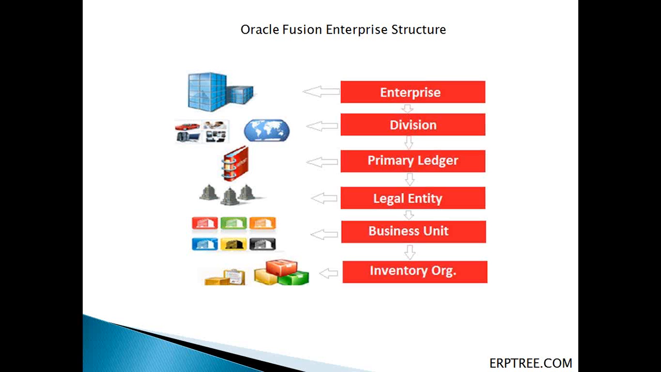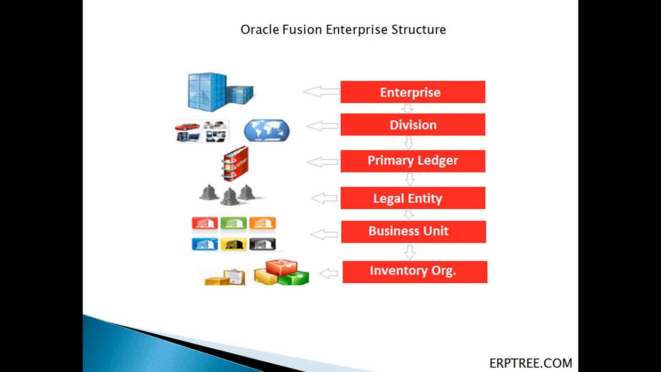And the other point is divisions. What is the use of divisions here? When you talk about division, a specific vertical of business you can define in the system as a division, or a specific geography area you can take as a division. That's how you can have a division also as a part of your enterprise structure.